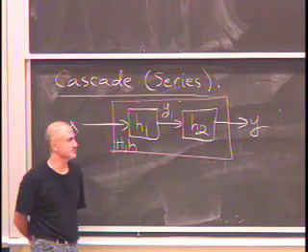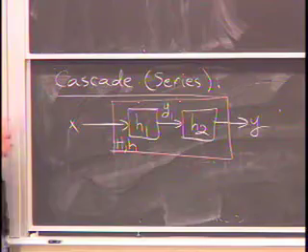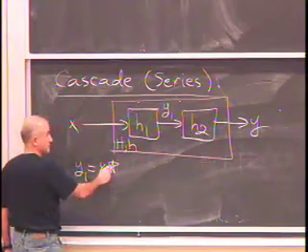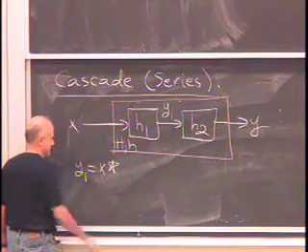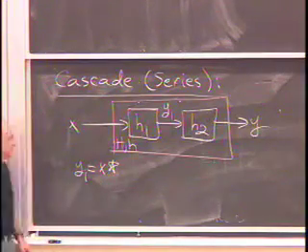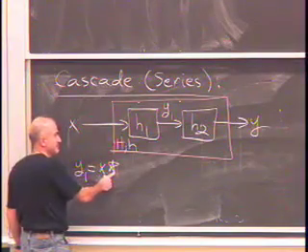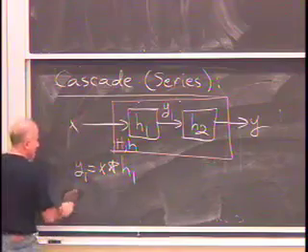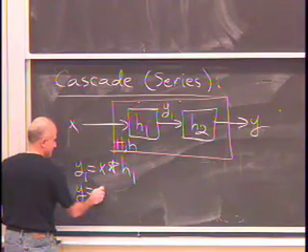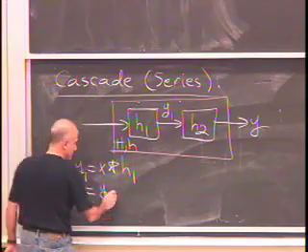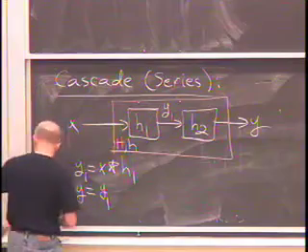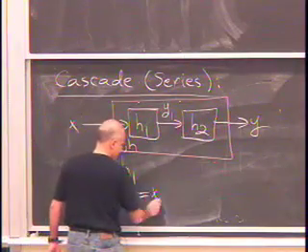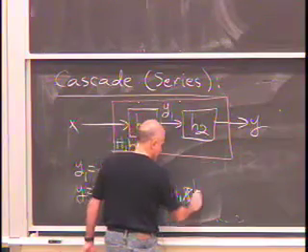What are we doing exactly? What is Y1 in terms of X? Y1 is X star H1. We're in the time domain, my friends. Never mind, let's get back to work. And then Y is what? Well, let's put it this way. Y is Y1 star H2. But Y1 is X star H1, so it's X star H1 star H2.